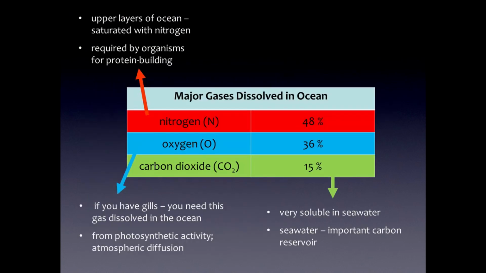What role do these various gases play? Well, we find that the upper layers of the ocean are saturated with nitrogen, once again about 48% nitrogen. And nitrogen is required by many organisms for protein building.